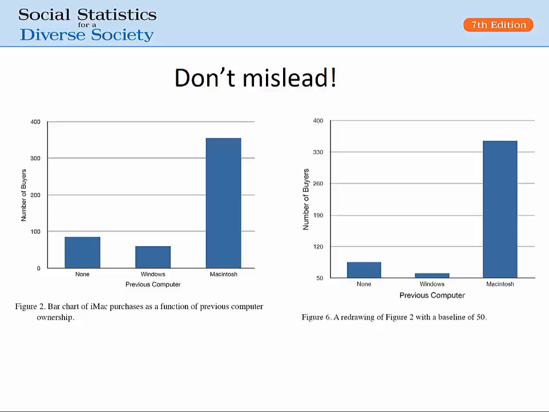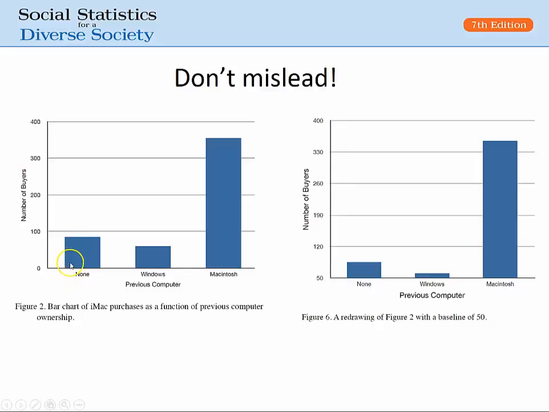So, for example, in the first chart on the left, the bar chart, we just see our regular bar chart where we show none, Windows, and Macintosh as previous computer owners. And we can see that there were a lot more Macintosh. But sometimes people will fiddle with the charts and want to make it look like there were so much more in a particular category and virtually none in another category. And so in this case, what the person who created the graph did was start the base at 50. On the first chart, it starts at 0 and goes up to 400. On the second chart, it starts at 50 and goes up to 400.